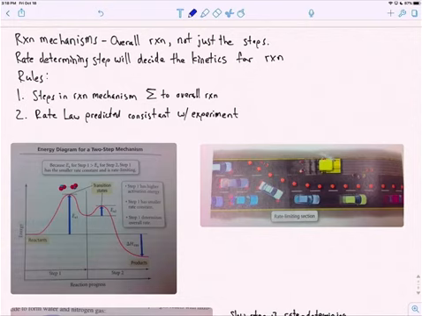And the second point is the rate law predicted has to be consistent with experiment. Chemistry is an observational, experimental science. We have to do the experiment. This is something we cannot do with computer simulations yet. We haven't gotten that good with computer simulations. It's really difficult. Why? Because like 1 in every 10,000 collisions causes a chemical reaction. It is a super fast reaction.